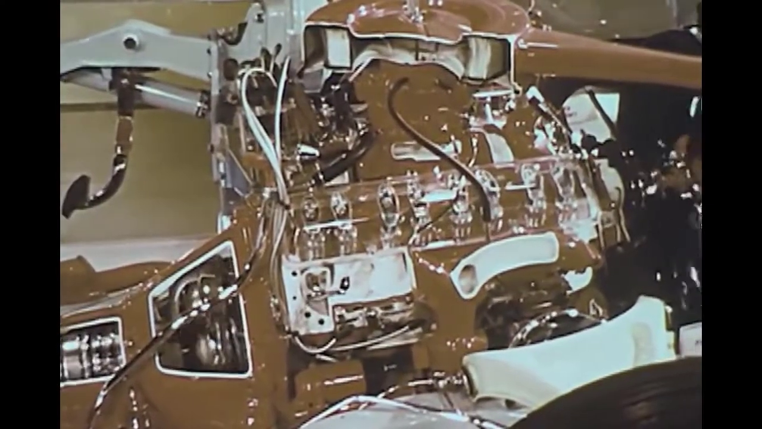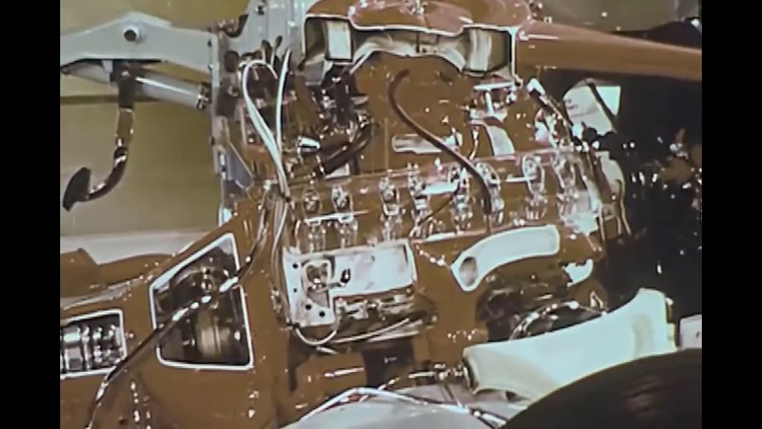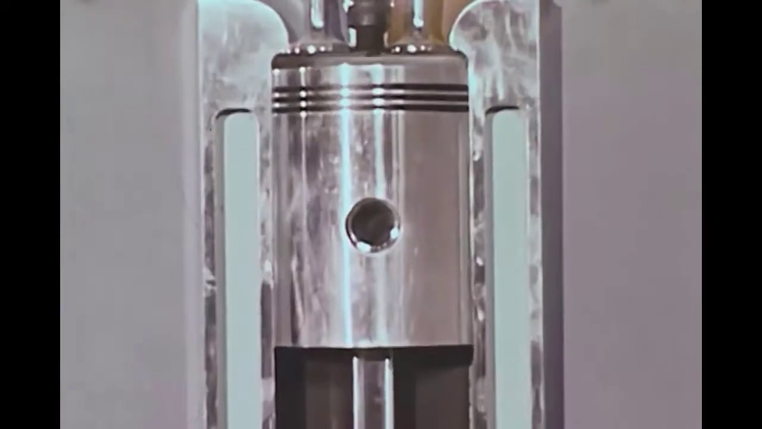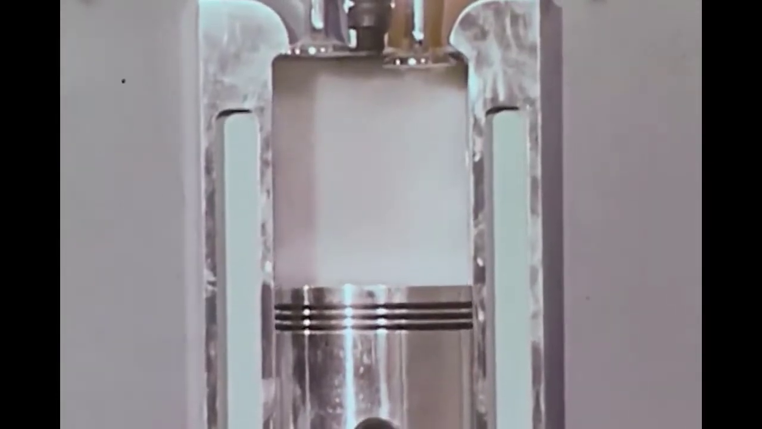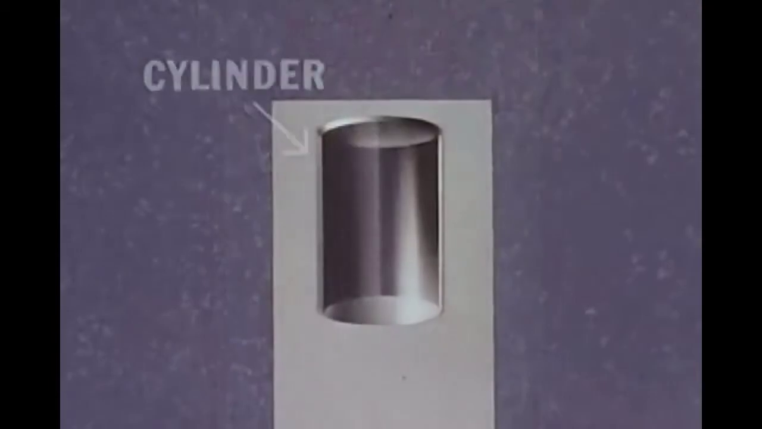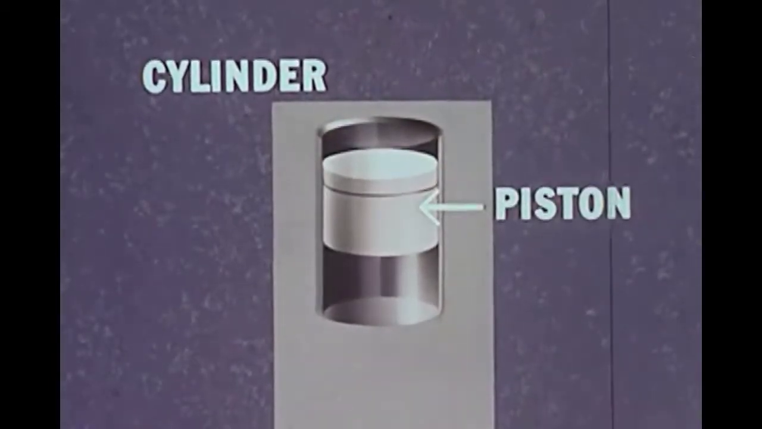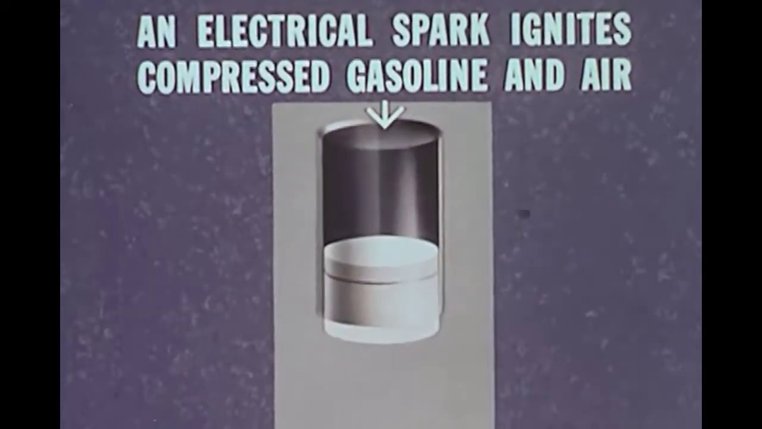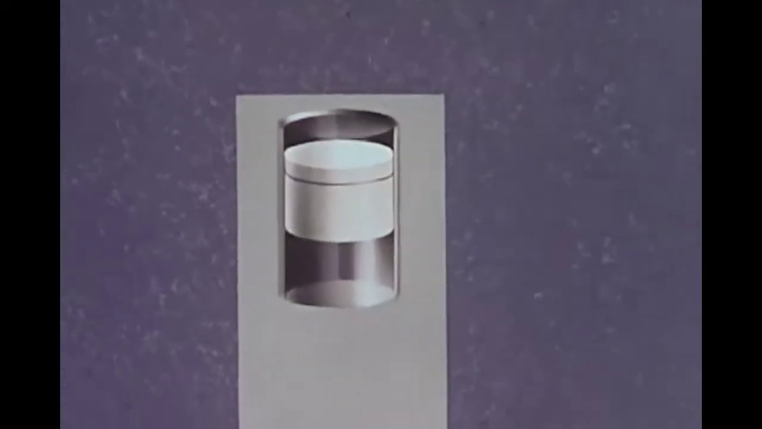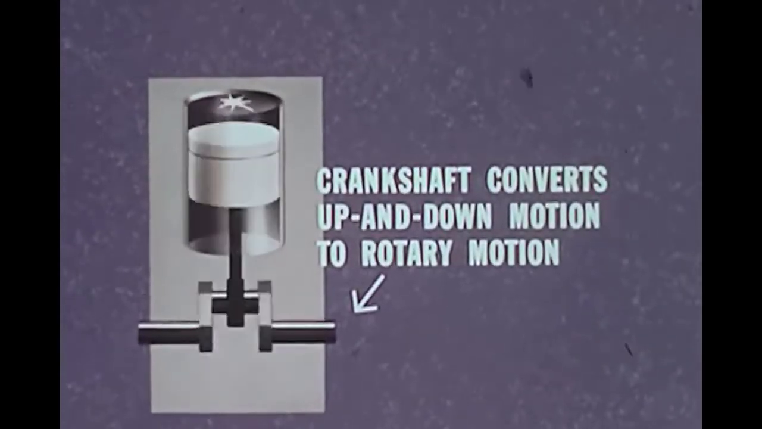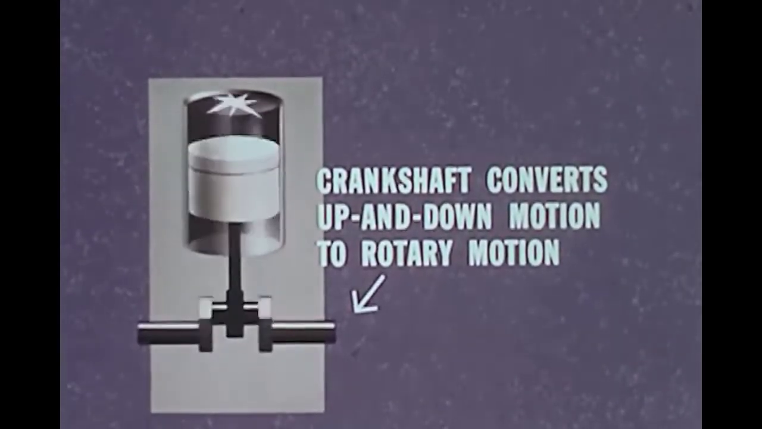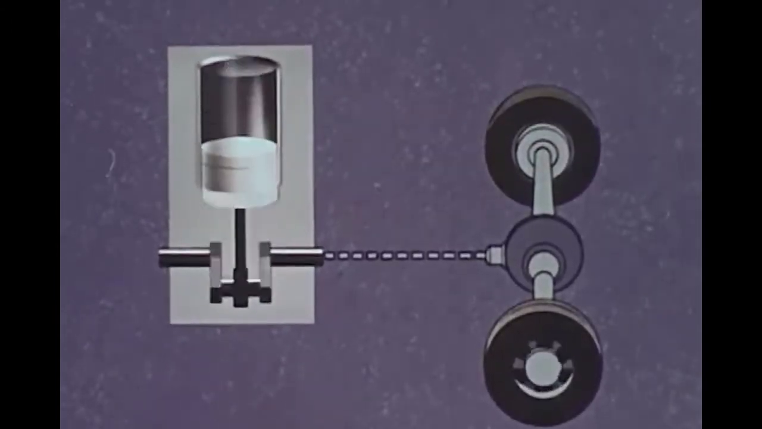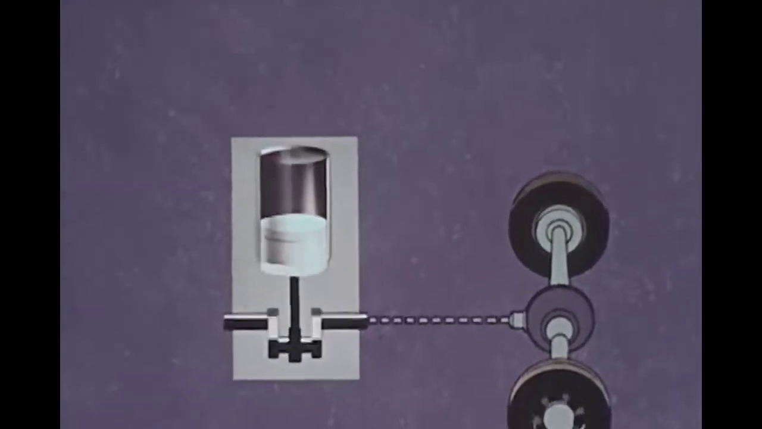The basic job of the engine is to convert this explosive energy into motion. To contain the explosion, the engine uses a cylinder, and fitting snugly within the cylinder, a piston that slides up and down. Inside the cylinder, an electric spark ignites the compressed gasoline and air, and the hot gases from the explosion push the piston downward. The piston rod is connected to a crankshaft, which converts the up and down motion into rotary motion. The crankshaft then drives the rear wheels through various machinery, which we'll see later.